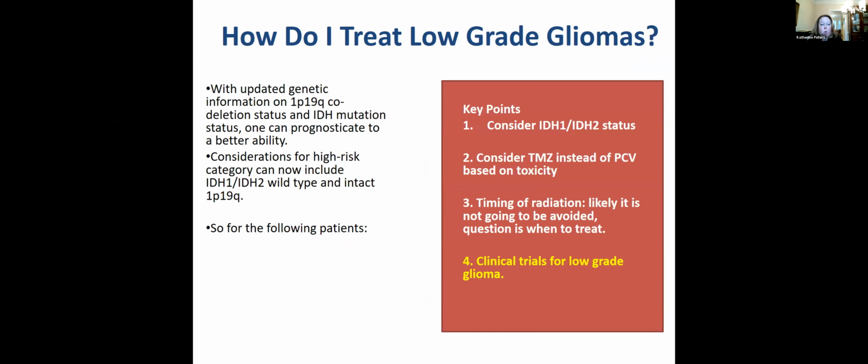So what we've come to now is, how do I treat these patients? I consider IDH status, and I consider TMZ instead of PCV because of toxicity. On the timing of the radiation, I always go for a quote from John Kirkpatrick, our radiation oncologist, who says it's likely not going to be avoided. The question is, when are you going to start to treat?